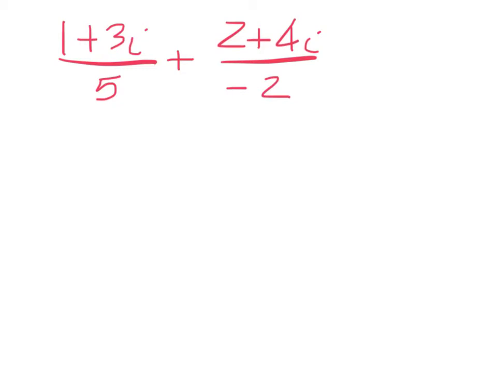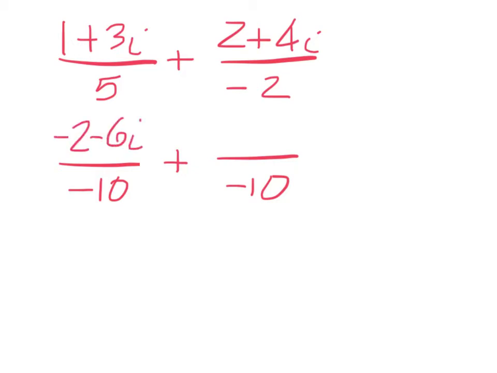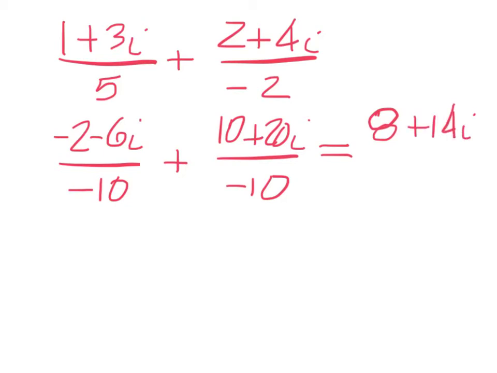Okay. So clearly we need a common denominator of negative 10. Let's do that. So on the left-hand side, we multiply the top by negative 2 to get negative 2 minus 6i. And on the right side, we multiply the top by 5 to get 10 plus 20i. And let's add those together and see what we get. Negative 2 plus 10 is 8. And then negative 6i plus 20i is plus 14i. On the bottom, it's negative 10.